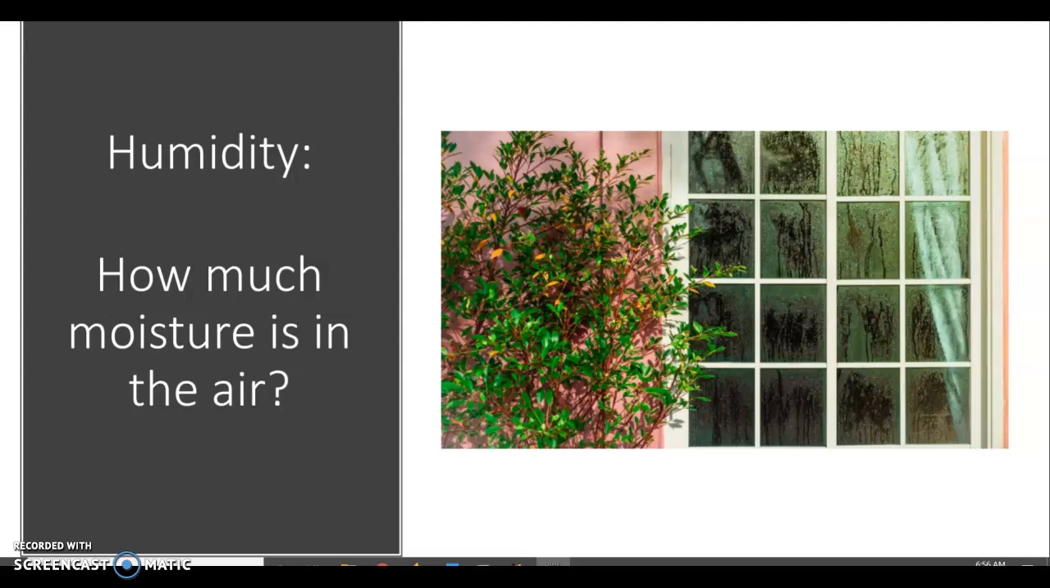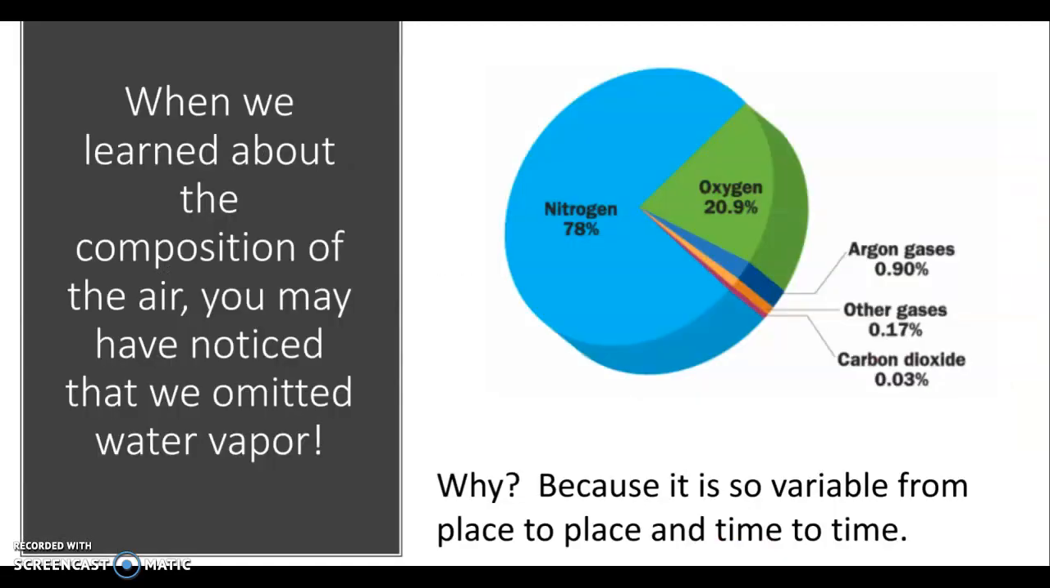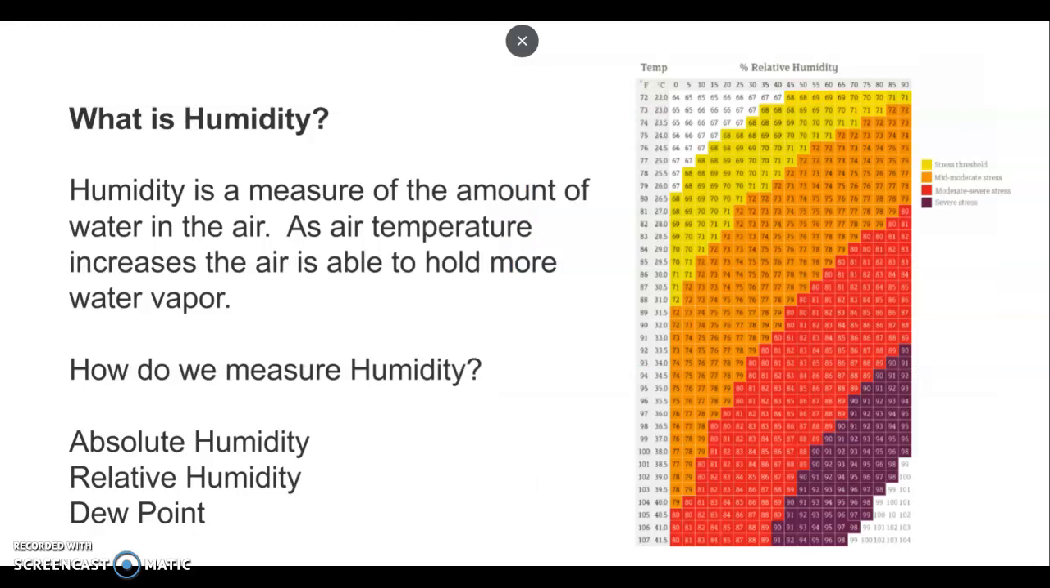We're going to do a lab today, and I just need to get you to a point where you're ready for the lab. So, a quick review of yesterday. Yesterday, we talked about humidity, and it's just a measure of the amount of moisture that's found in the air. If you remember, the air is made up of mainly nitrogen, quite a bit of oxygen, and then some minor gases. But when we did this, we didn't concern ourselves with water vapor because the amount of water vapor varies quite a bit from location to location as well as from time to time.